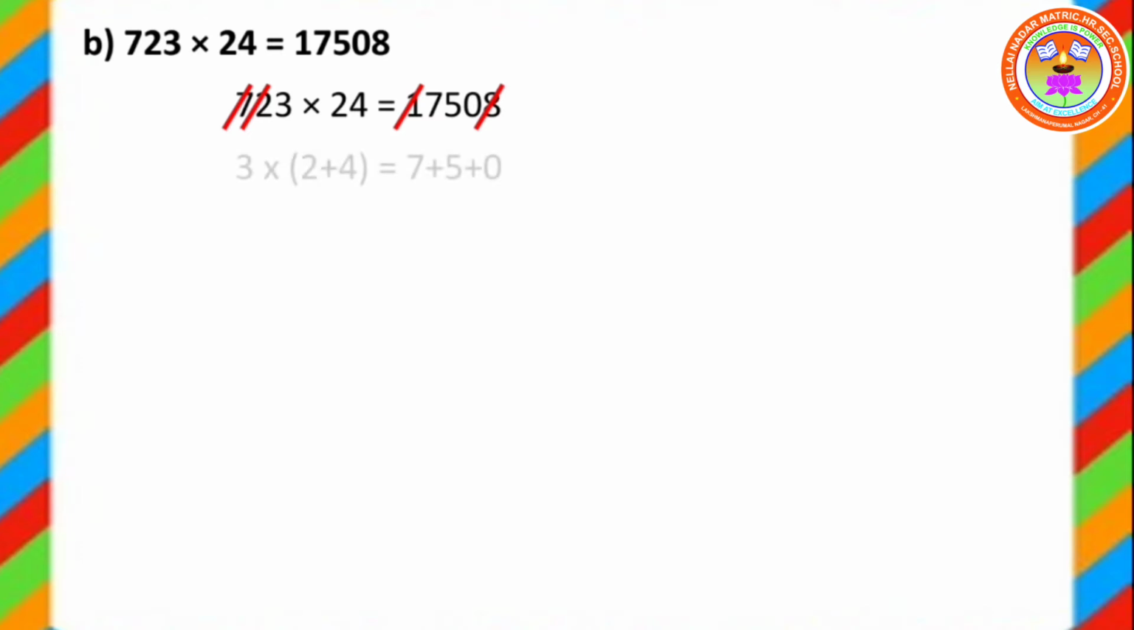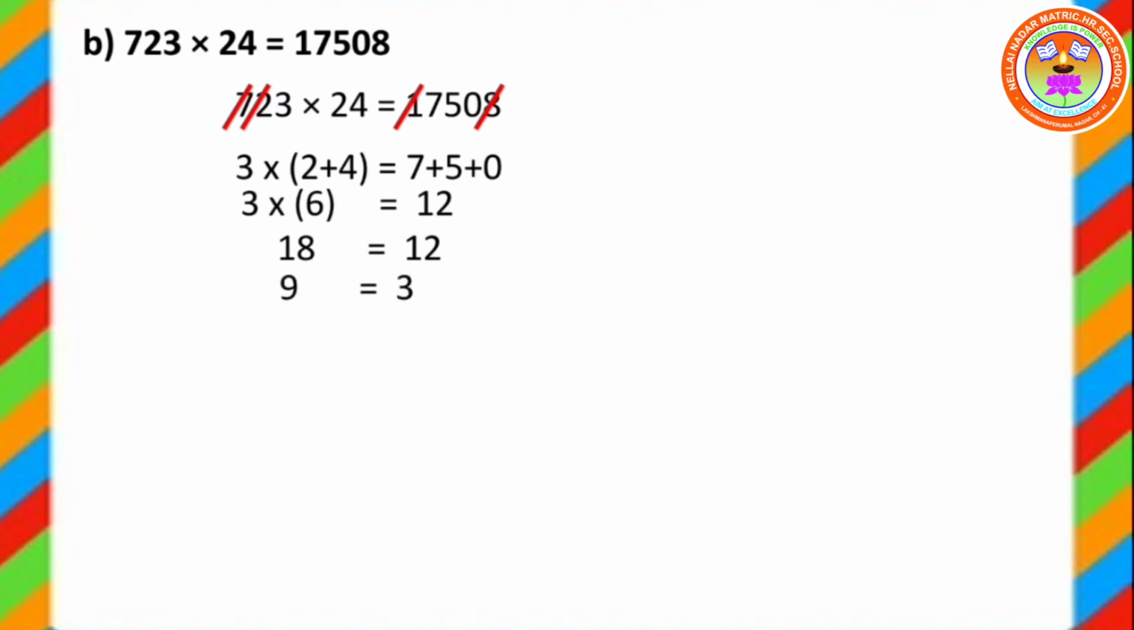Balance 3 into 2 plus 4 is equal to 7 plus 5 plus 0. 3 into 2 plus 4, 6. 7 plus 5, 12. 3 into 6, 3 sixes are 18 is equal to 12. 1 plus 8, 1 plus 2. 1 plus 8 is equal to 9. 1 plus 2 is equal to 3. 9 is equal to 3? No, 9 is not equal to 3. It is not a multiplication fact.